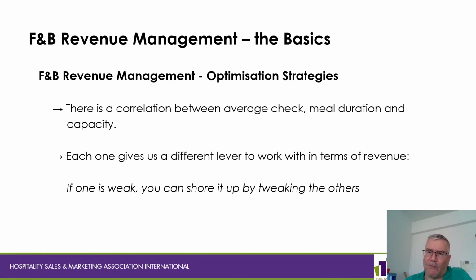Now, if it comes to revenue management in F&B businesses, what are the optimization strategies? There's a correlation between average check, meal duration, and capacity. That means if one of the three is weak, you can tweak the other ones.